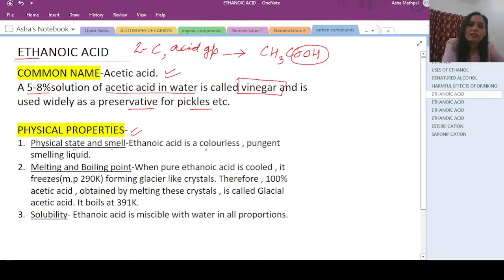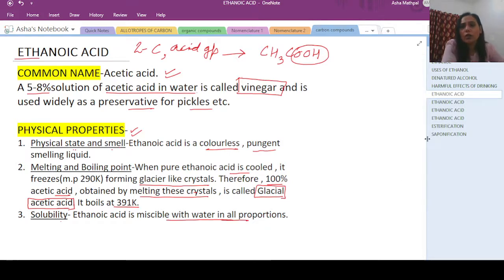Ethanoic acid is a colorless liquid with a very pungent smell to it. Now, the melting and the boiling points. When pure ethanoic acid is cooled, it gives us glacier-like big ice crystals, and therefore 100% acetic acid, which is obtained by melting these crystals, is also popularly called glacial acetic acid. It boils around 391 Kelvin. Now let us see the solubility. Ethanoic acid is miscible with water in all proportions.